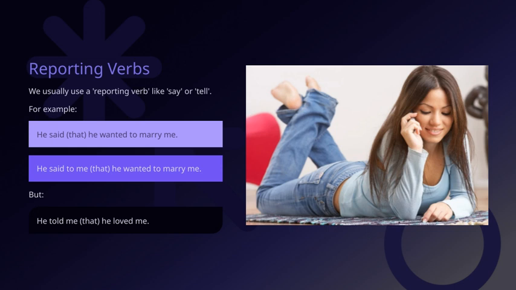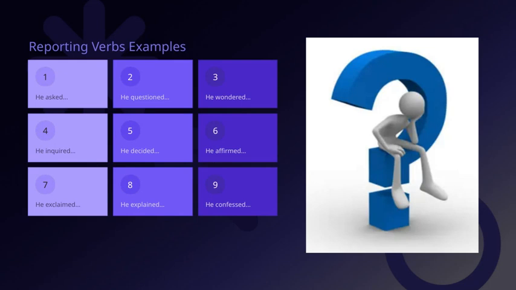Let's take a closer look at some common reporting verbs. When we say he confessed, it usually means he admitted something, often a truth or a feeling. It's a way to show honesty or vulnerability. Moving on to he affirmed, this indicates he strongly supported or confirmed something, giving a sense of certainty. When we use he explained, we're showing that someone has provided more details or clarification about a point. It's useful for making ideas clearer.